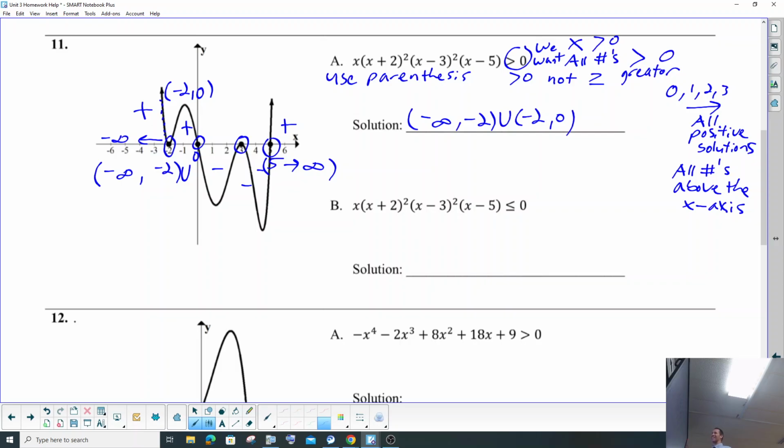Those are all above the x-axis, because greater than 0 means all the positive above the x-axis. In union with, then we're going back up again, and that's 5 to infinity. No brackets, all parentheses. Now part B is going to have brackets, and the reason why is because this has an equal to. Whenever you have an equal to, that means brackets. You can still have a bracket and a parenthesis if there's infinity or something.